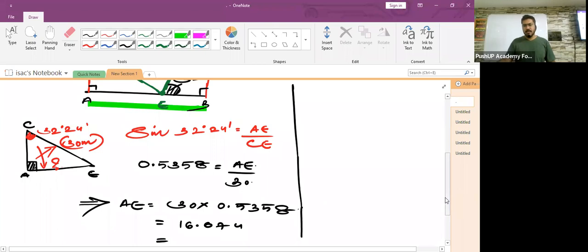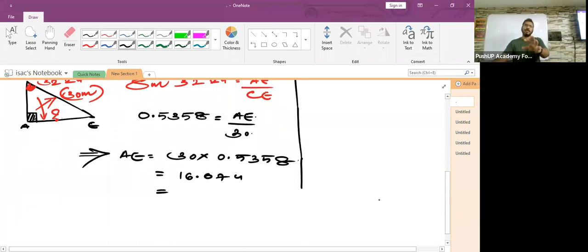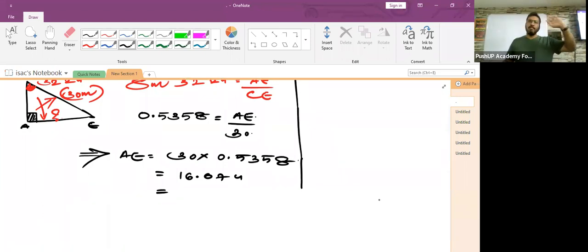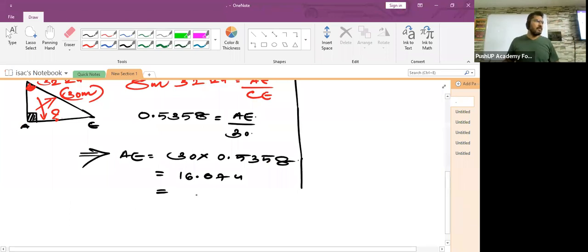If it is easier, go for that. This will also give you the same answer. Nothing to worry. Okay, 16.074. Those who have already done this, just complete it. 16.074 is the answer, everyone.